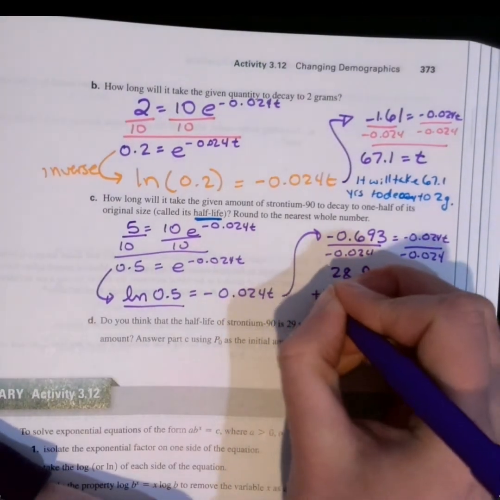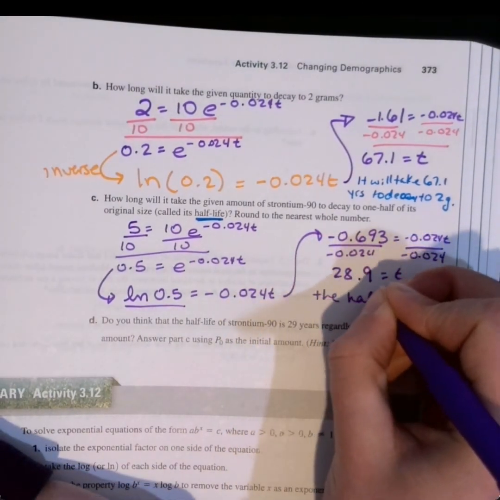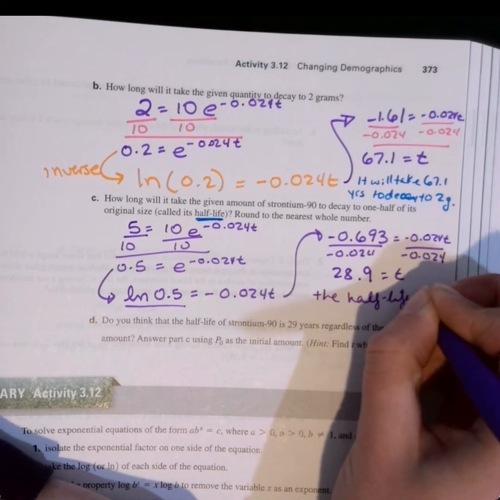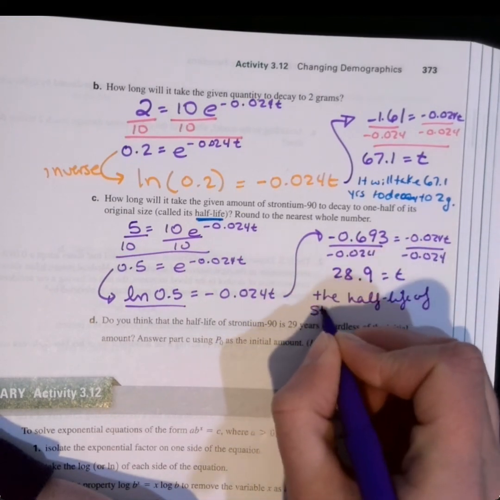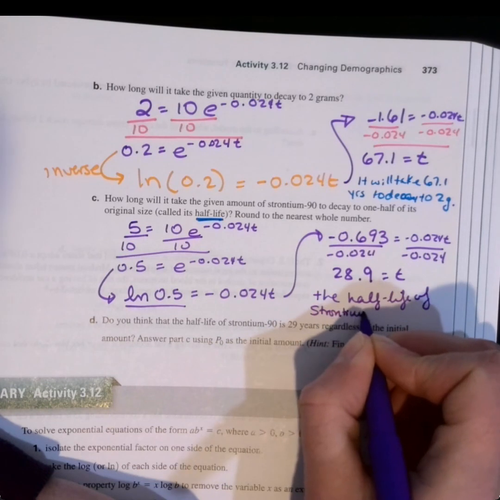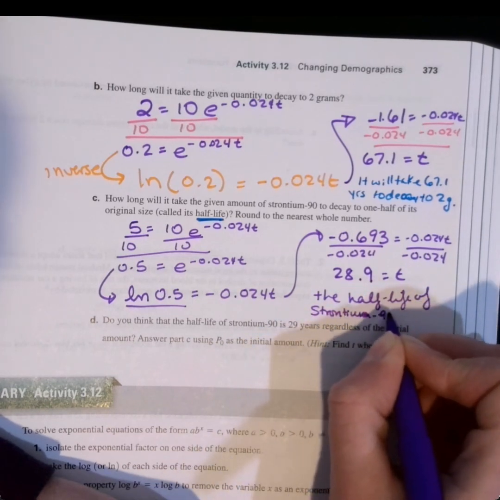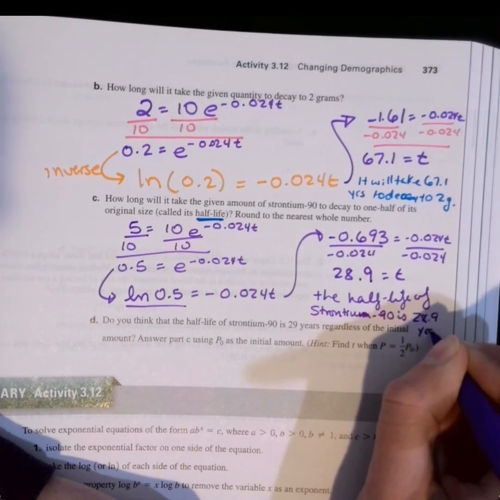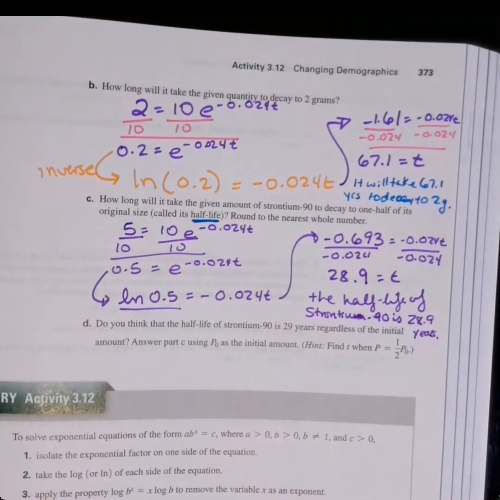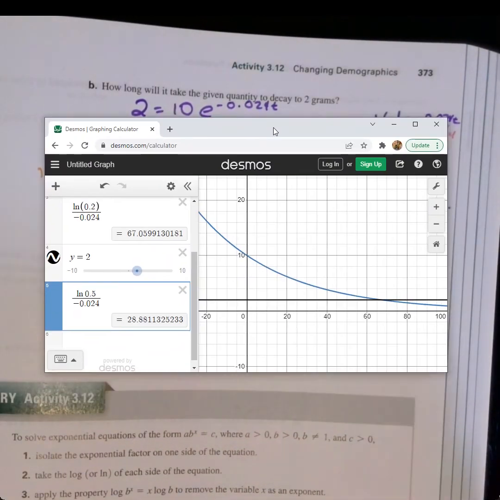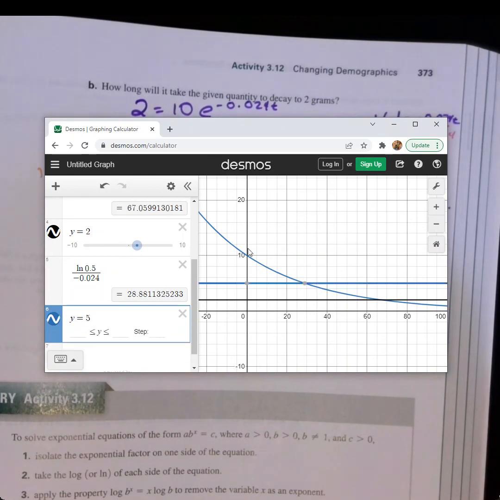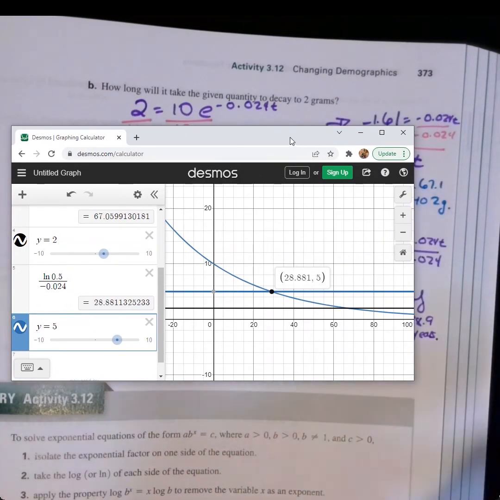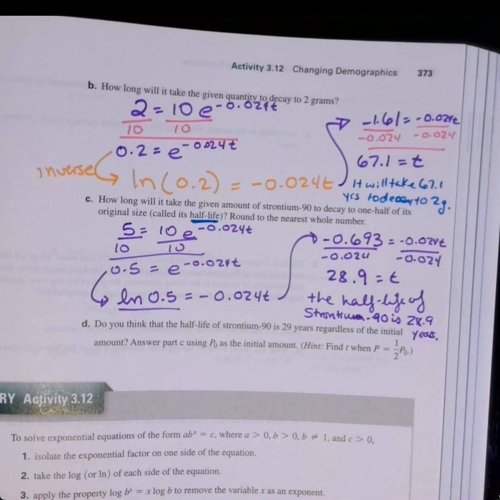So the half-life of strontium 90 is 28.9 years. I can check this graphically. Y equals 5, 28.9 years. Again, I could have kept more places. Because it's years, I didn't really think I needed them, so I only rounded to 1.